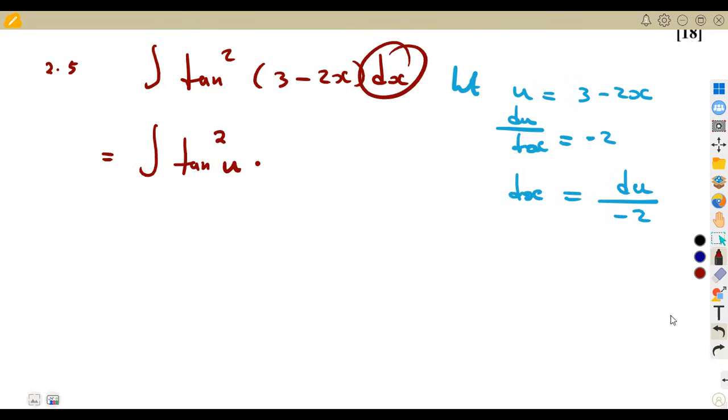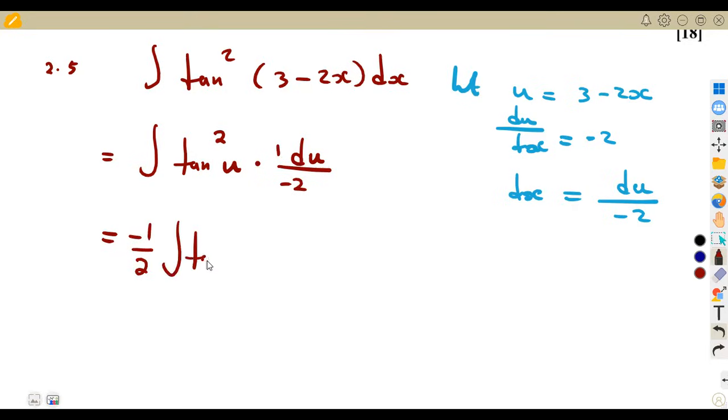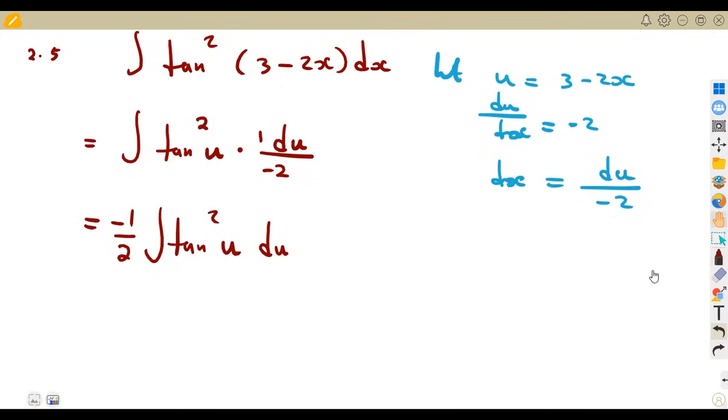With respect to x, our x, which is now minus du over 2, or you can write it as minus du over 2, or like this. Meaning to say, we can take out 1 over minus 2 out of the integral, and this will be negative 1 over 2 times the integral of tan squared u with respect to u. And at this stage, guys, we can use that integral that I was talking about.